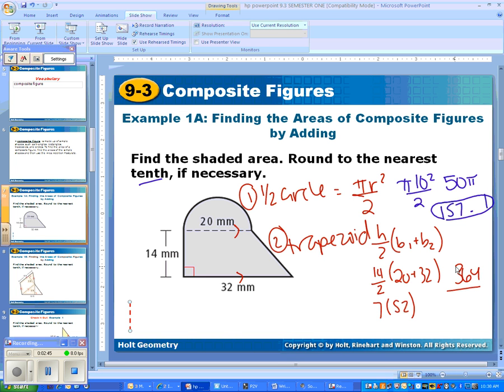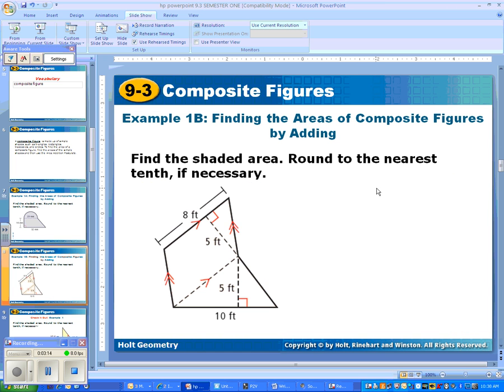So now that we have found the area of the trapezoid and the area of the half circle, the last thing you have to do is add those two up to get the area of the whole composite figure. So 364 plus 157.1. To round it to the nearest tenth, your answer is 521.1 square millimeters. And that's your final answer. You're adding those two up. So again, the tricky part isn't necessarily memorizing the formulas, but sometimes it's what shapes make up this composite figure.